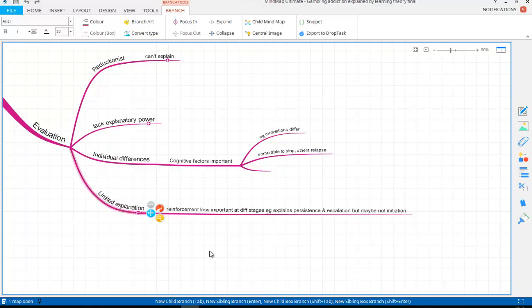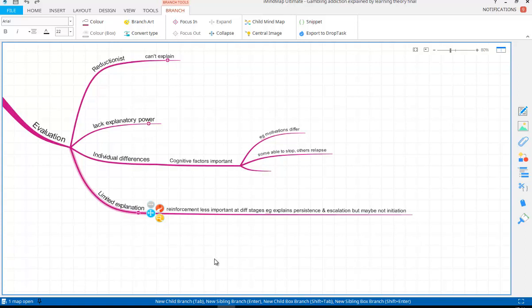And finally, we would say that we've got limited explanation. This idea of reinforcement and learning, it is important, but it differs at different stages. So it might explain persistence and also escalation, increasing your gambling habit, right? So persisting with it and in fact developing it even further, but perhaps it's not such a good explanation for the initial start of it. SLT might be quite useful in terms of seeing role models and therefore copying them. But in terms of other behaviourists, classical and operant, it's a limited explanation in terms of initiation, for example.